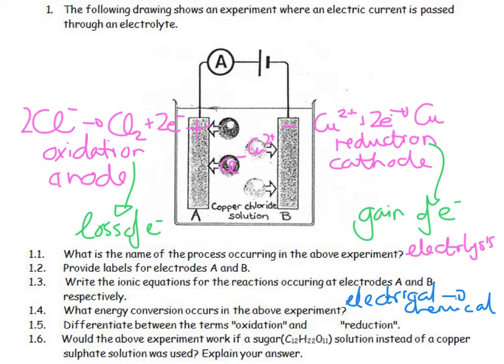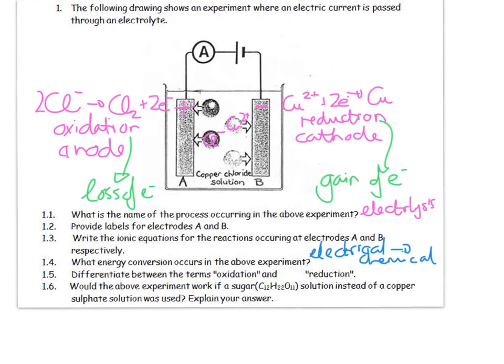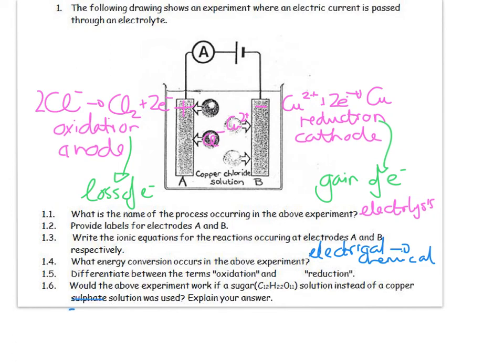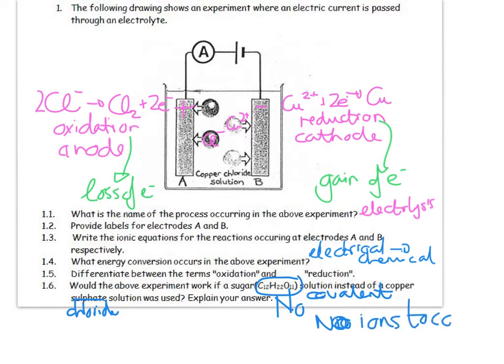Would the above experiment work if a sugar solution was used instead of a copper sulfate solution? Or we didn't even have copper sulfate, we had copper chloride, but anyway. Explain your answer. And the answer is no, because sugar is a covalent molecule, unable to ionize in water, and therefore there would be no ions to conduct the electricity.